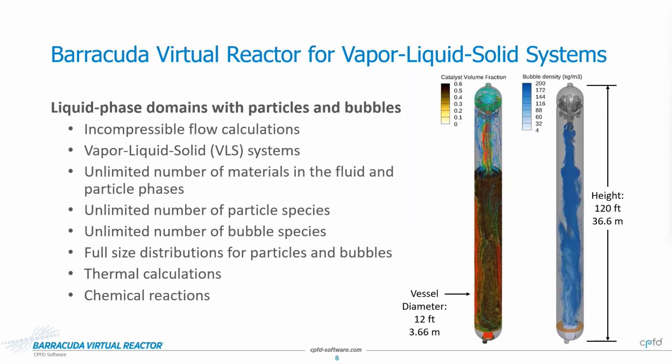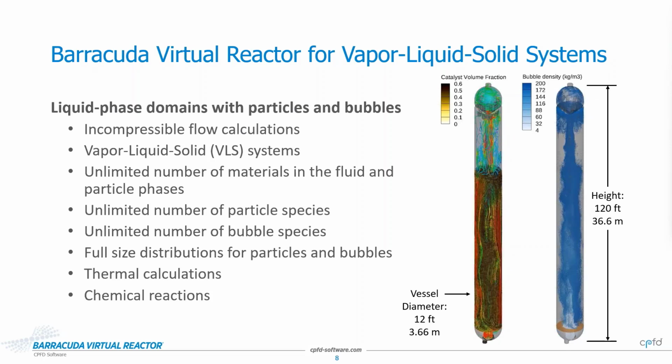The other broad category of systems that Barracuda Virtual Reactor is used to simulate is chemical reactors with particles and gas bubbles flowing in the liquid domain. The example shown here is an industrial scale ebullated bed reactor with a height of 120 feet and a diameter of 12 feet. For this type of simulation, the flow is modeled as incompressible, and the flow domain is composed of multiple liquid materials. Gas and vapor bubbles, along with solid particles, are flowing within the liquid domain.